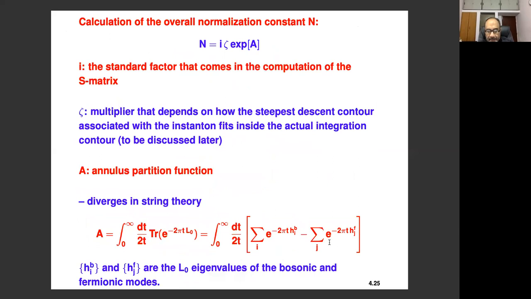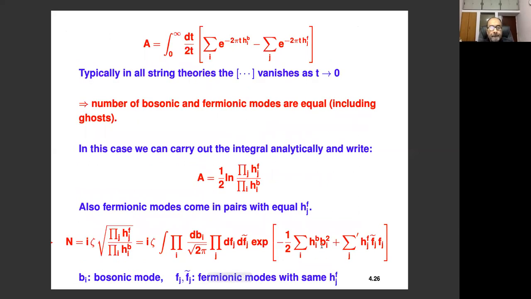Okay, so that's the general expression over here. Now, as I said, typically in all string theory, this is finite from the t equal to 0 end, which means that this thing in the square bracket actually vanishes as t goes to 0. Another way of saying this is the number of fermionic and bosonic states are equal, typically in string theory. So the divergences really come from the t goes to infinity end.